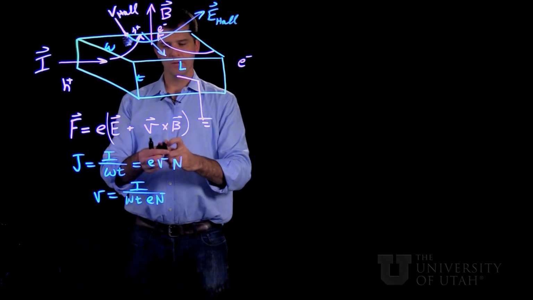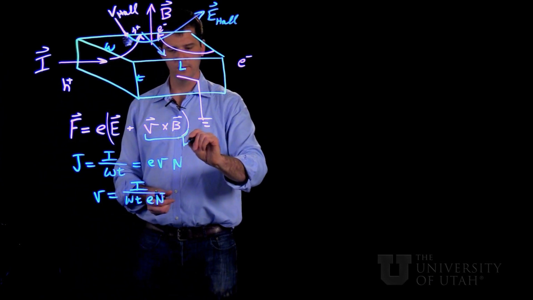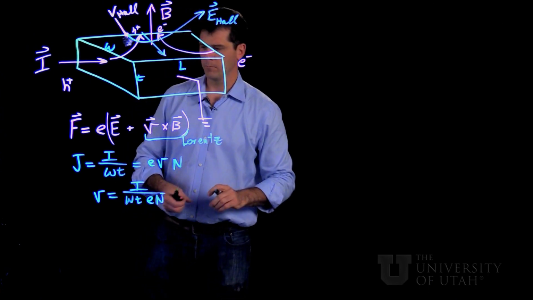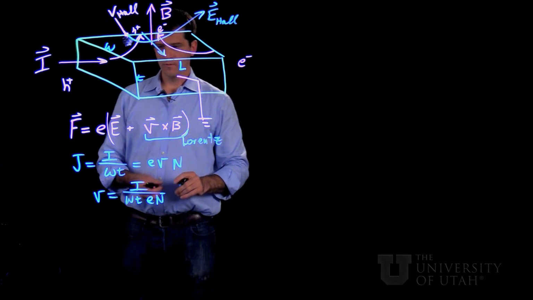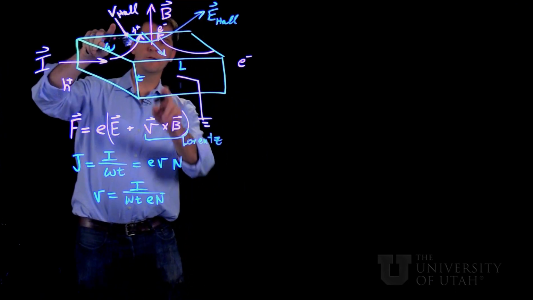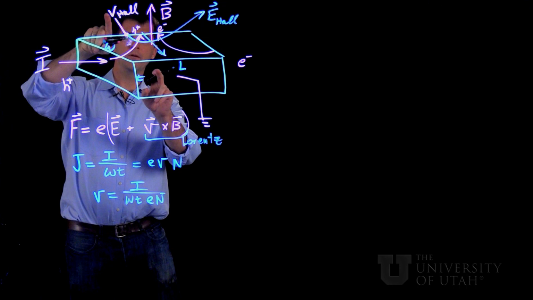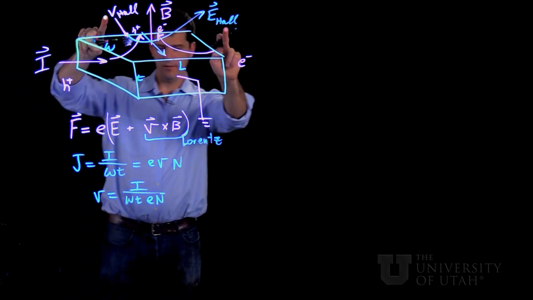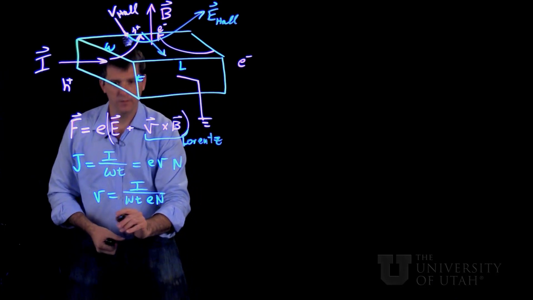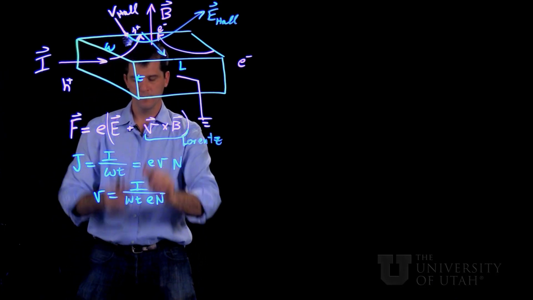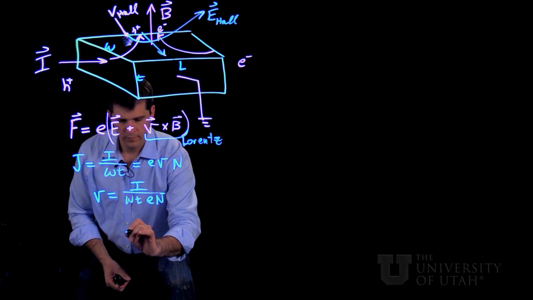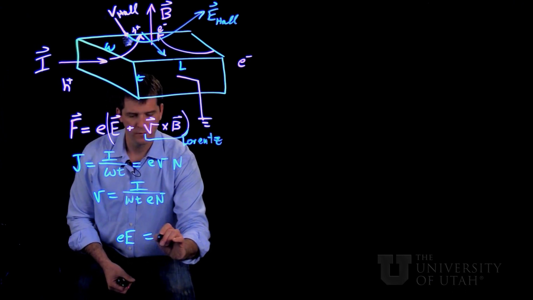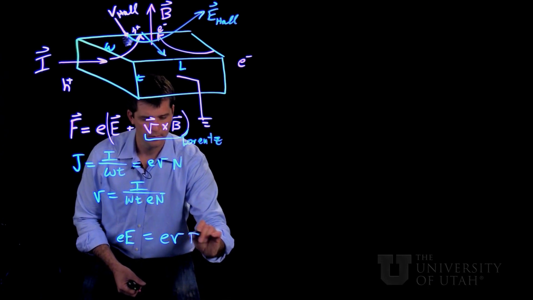And this would be opposing the Lorentz force, which is this term. So if we look at this geometry, the Hall voltage applied over the width equals our E here. So setting these two terms equal, we have that by magnitudes, E is EvB.